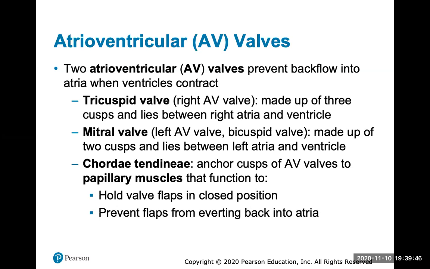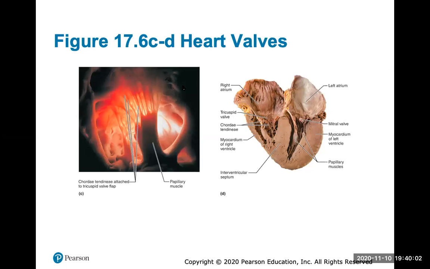The chordae tendineae anchors the cusps of the AV valves to the papillary muscles that function to hold the valve flaps in a closed position, which will prevent the flaps from everting, kind of switching their direction back into the atria. So here's a look at a cadaver heart, and then this is a really cool picture of the chordae tendineae attached to the tricuspid valve, and here's the papillary muscle at the bottom. Just an amazing picture of what that actually looks like.